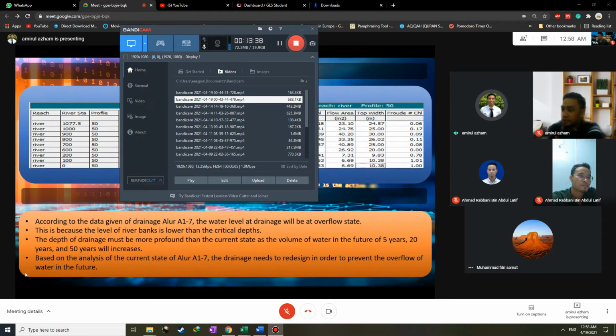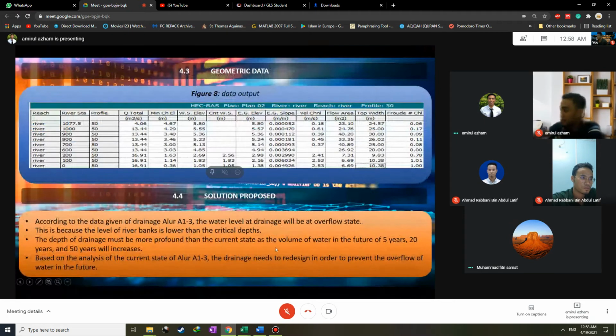Okay, so this is the data output from the data that we have been given and put into the software. As you can see, this is the Q, which in Malay you call kadar air, and this is 4.0613. This is the data that has been given to us, and the flow area and the top width have been modified by us. This is the data that you get after you put in the information that the software needs.